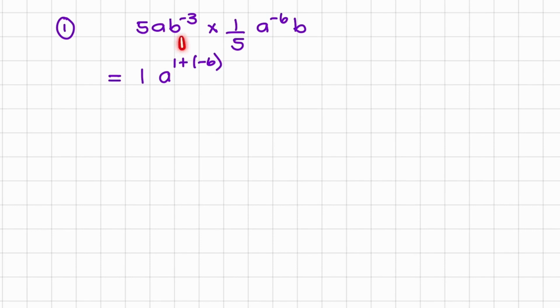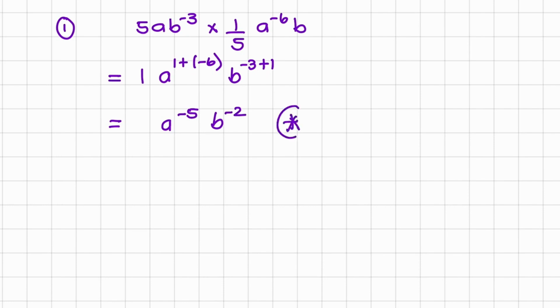Then we take the exponents of b and add them together. So it's b to the power of minus 3 plus 1. So remember, if there's not an exponent, that exponent is 1. And if I simplify, I can drop the 1. So I don't have to write the 1. And I'll have a to the power of 1 plus minus 6, which is the same as saying 1 minus 6. And therefore it's a to the power of minus 5. B to the power of minus 3 plus 1, so that's b to the power of negative 2.